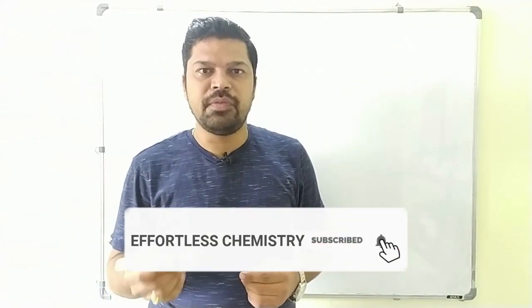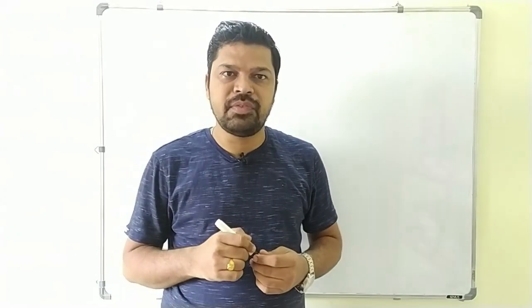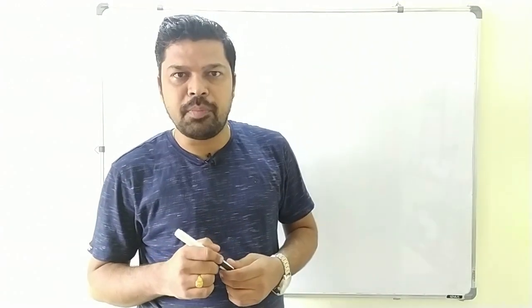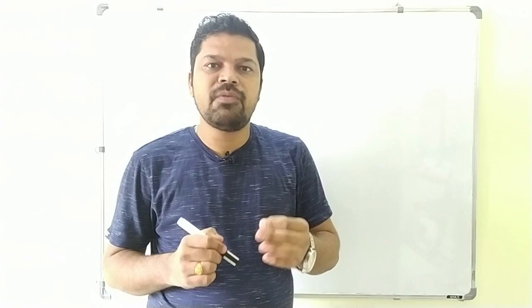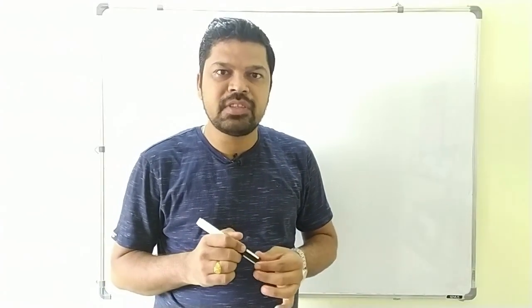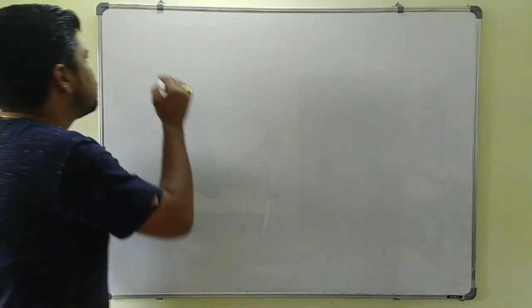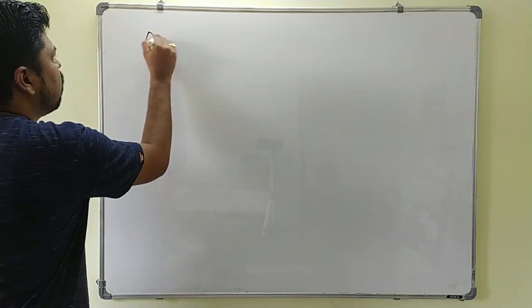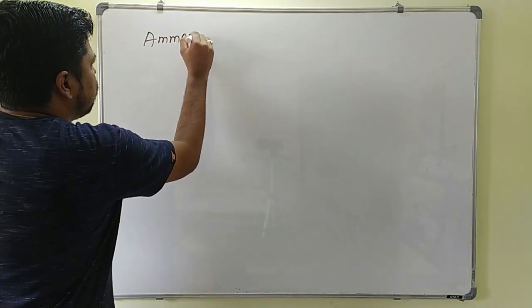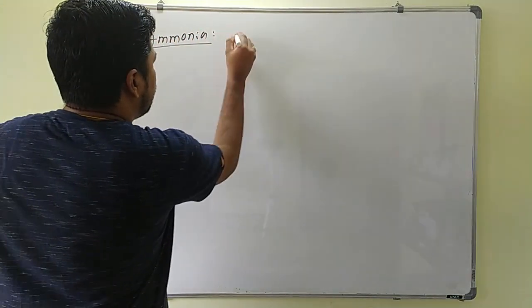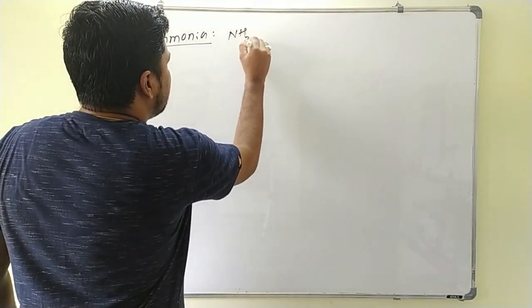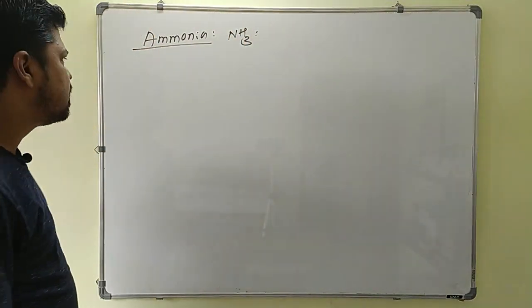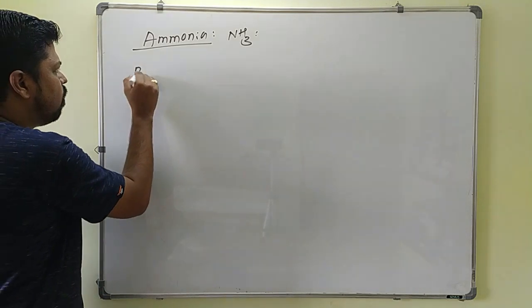Already we have started group 15 of the P block elements, and in the last session we have discussed up to the preparation and properties of the dinitrogen. Now we will discuss an important compound of the nitrogen, that is ammonia. What is the formula of the ammonia here? This is NH3. First point, we will discuss preparation of ammonia.